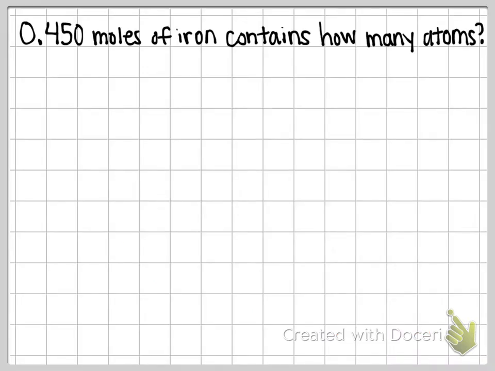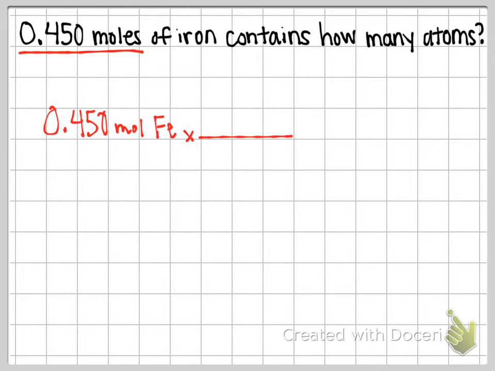Now, an example using moles, grams, atoms, all of that new stuff. 0.450 moles of iron contains how many atoms? First step is to write down the given: 0.450, and you need to write your units. This is moles of iron, which is Fe. Always, your first step is to write down your given and set up the conversion factor. Now you need to match your units diagonally, so moles of iron, because that's on top, you need to write on the bottom.